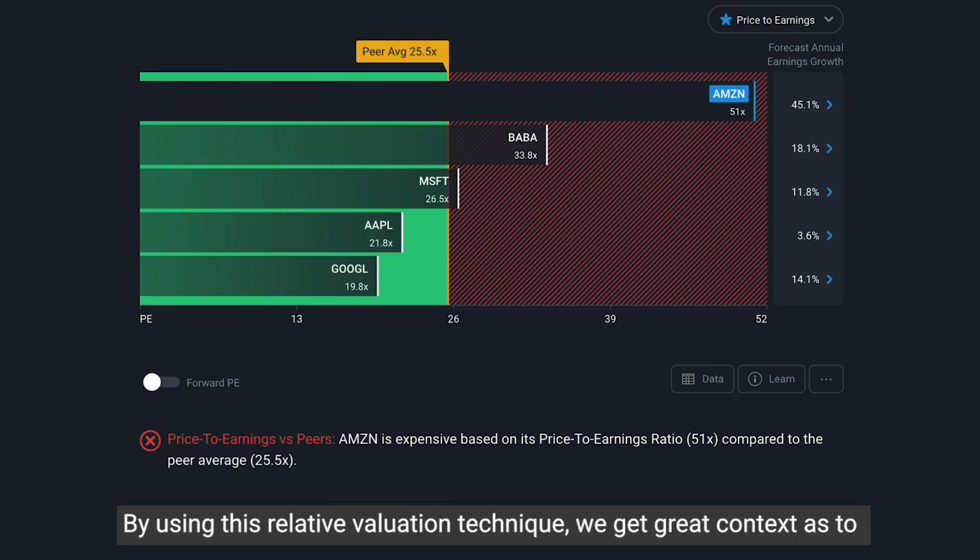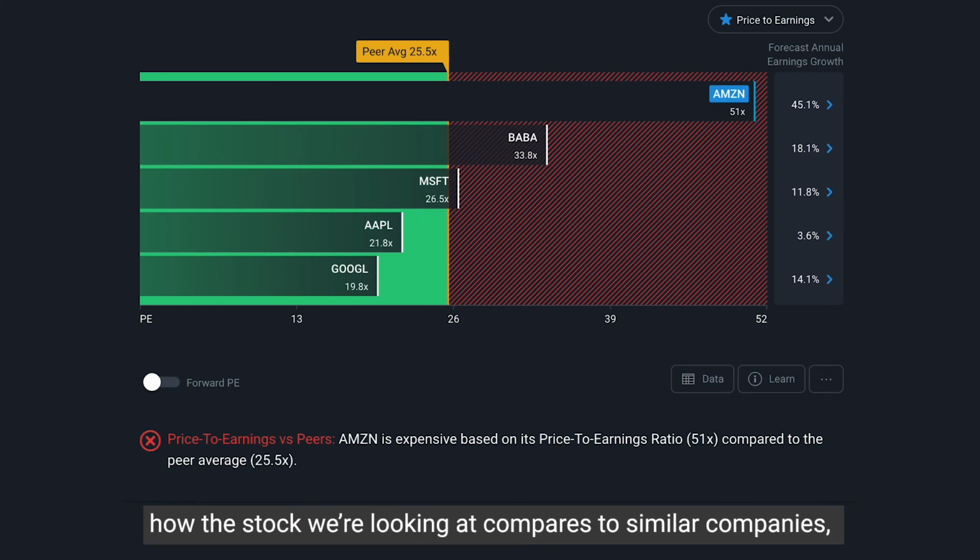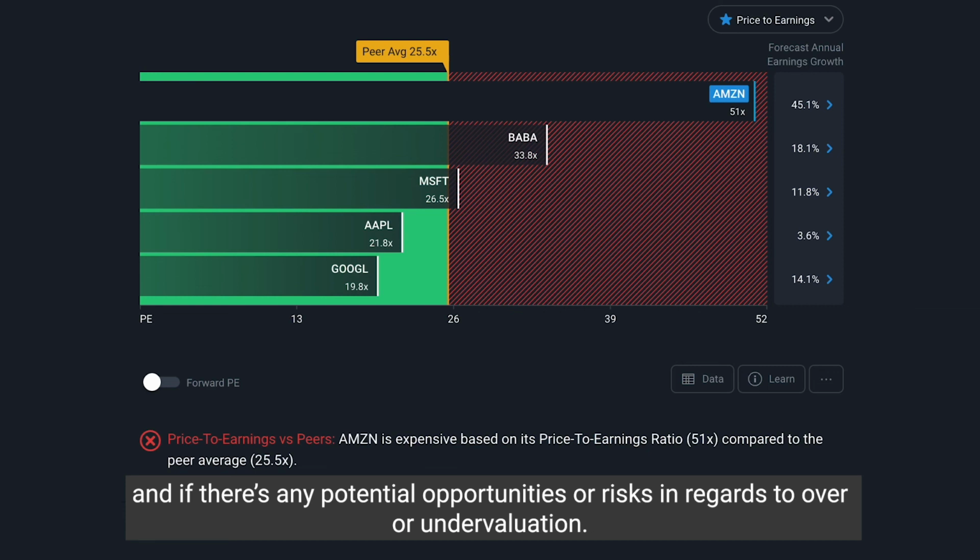By using this relative valuation technique, we get great context as to how the stock we're looking at compares to similar companies and if there's any potential opportunities or risks in regards to over or undervaluation.